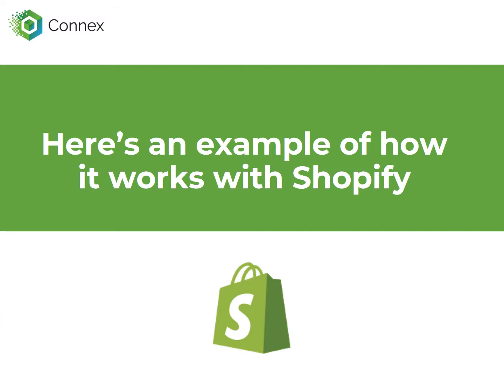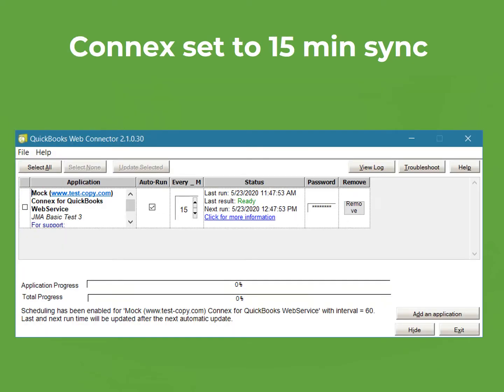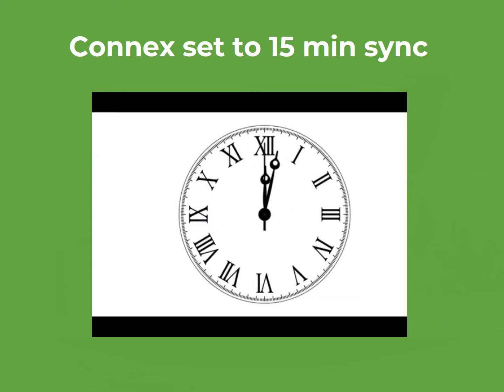So here's an example of our QuickBooks desktop tool with Shopify, and the QuickBooks Online tool that we have that connects for QuickBooks Online works in a pretty similar way, except there's no web connector, as you can see. We have a Shopify order with a SKU, the JMA red t-shirt, some basic contact info, discounts. This is for QuickBooks desktop only. We work with a tool called the web connector that does the requests back and forth. With QuickBooks Online, we have a scheduled task system on other computers, and there's no need for a web connector tool.